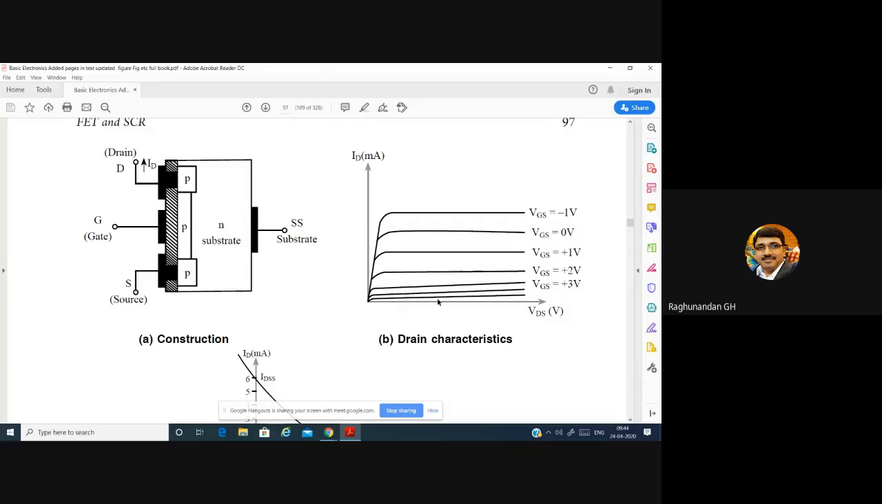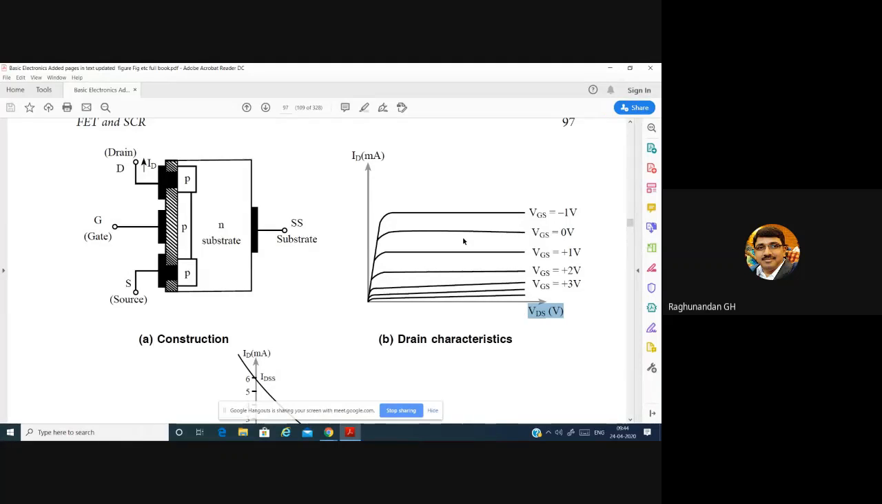Coming to the drain characteristics, here we have plotted drain current versus VDS. You can mark this VDS as negative, minus VDS. You can mark it as minus VDS, or if you want, you can just write it in the second quadrant, or you can write it as minus VDS here. Both are okay.